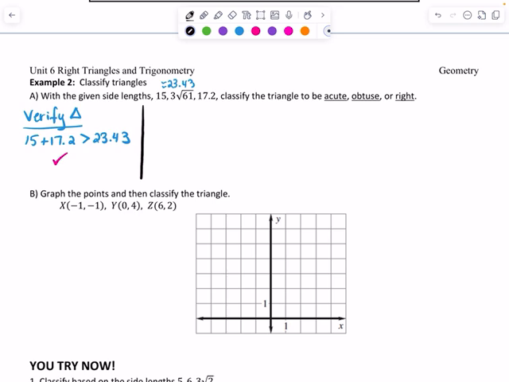Now that I verified it, because 15 plus 17.2 is greater than 23.43, now what I can do is classify. So yes, it's a triangle, now I'm going to classify. Now I square it. So I'm going to do 15 squared plus 17.2 squared, and I'm going to put a box, because I don't know. Then I'm going to do 3 square root of 61 squared.